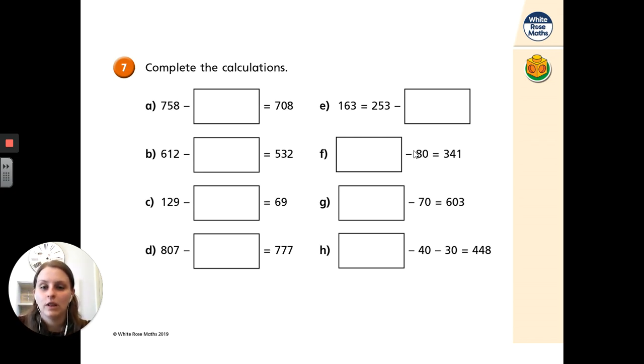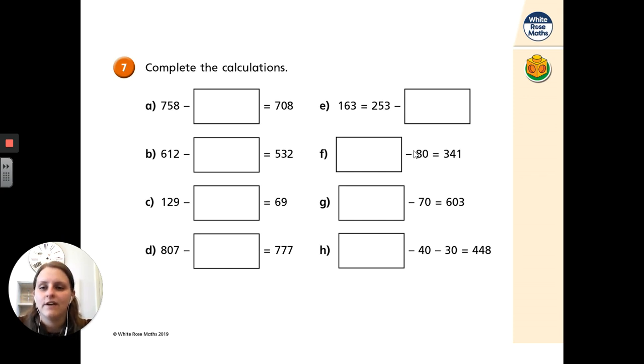Again, number 7, we've got lots of different questions here. So have a look at these. Now, you've been given a number. You've been told you've got to subtract something from it to then get your answer. But we don't know what that number is. So how would you work this out?